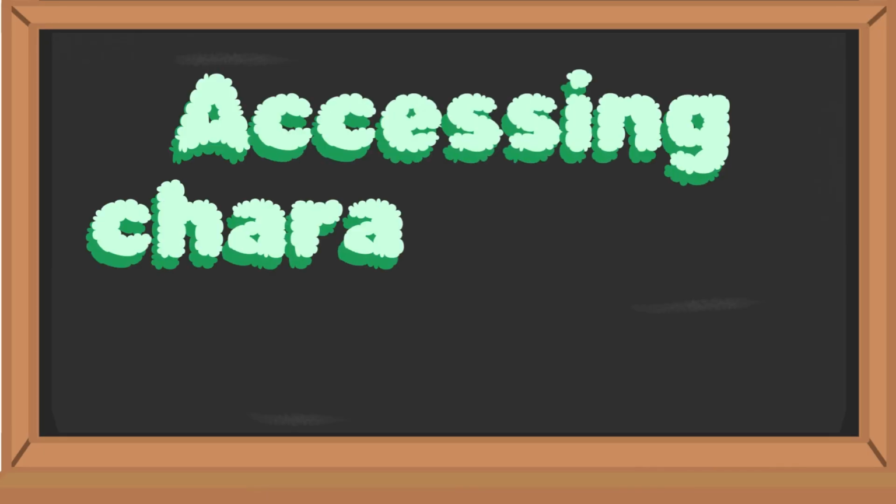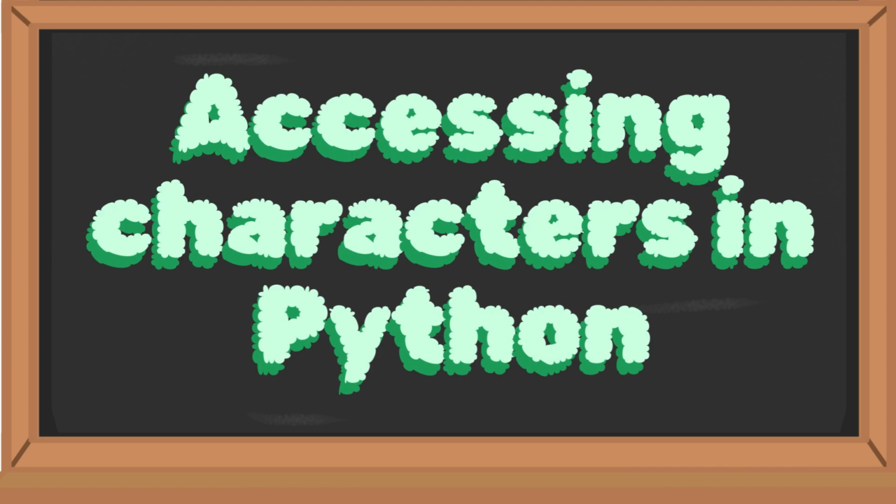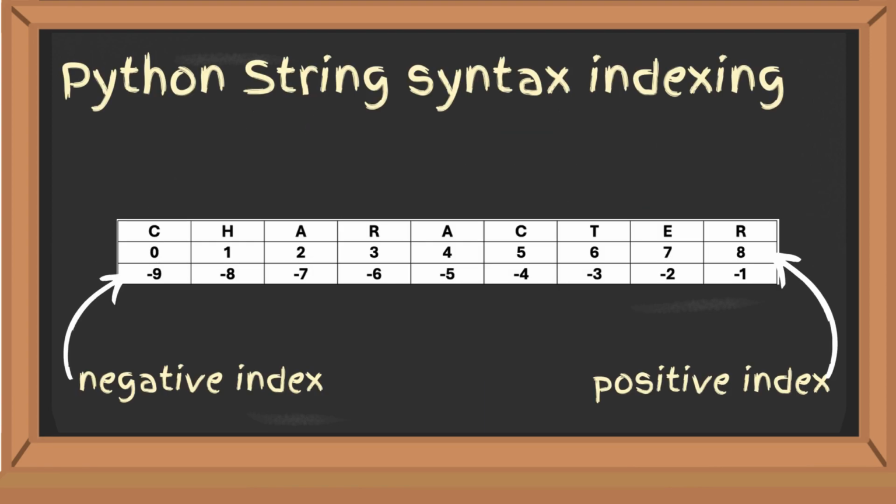Accessing characters in a Python string. In Python programming, individual characters of a string can be accessed by using the method of indexing. Indexing allows negative address references to access characters from the back of the string, e.g. -1 refers to the last character, -2 refers to the second last character, and so on. Accessing an index out of range will cause an index error. Only integers are allowed to be passed as an index; float or other types will cause a type error.